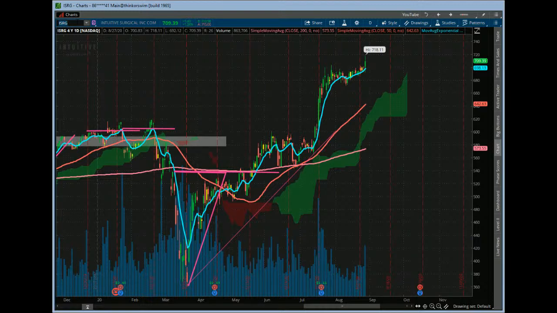It's definitely been grinding its way up here, and I had a nice push. It's got a nasty upper shadow on it. Just be careful with this one. This thing's all over the place with its options.